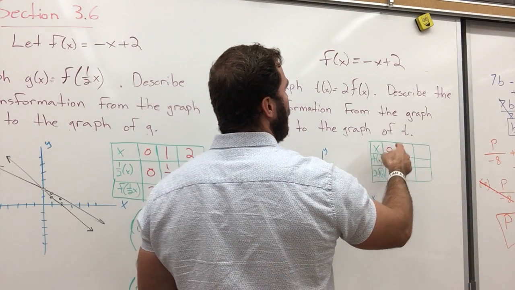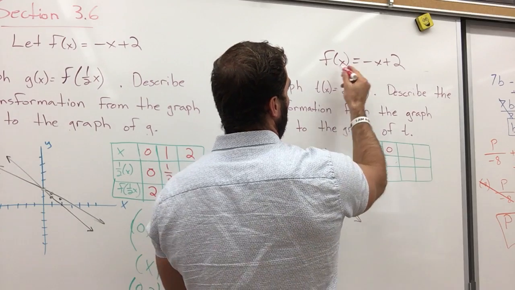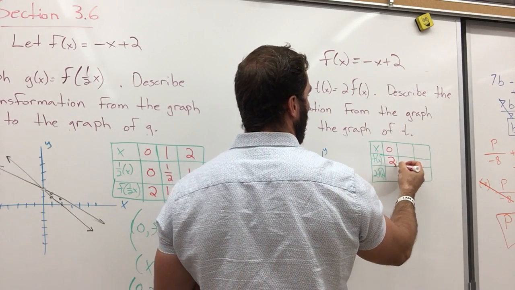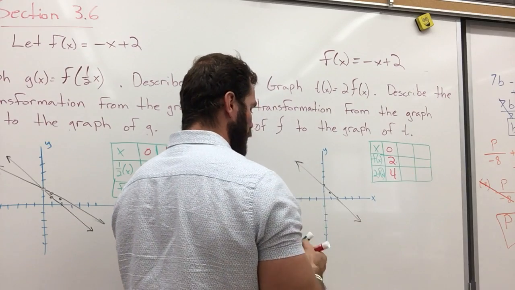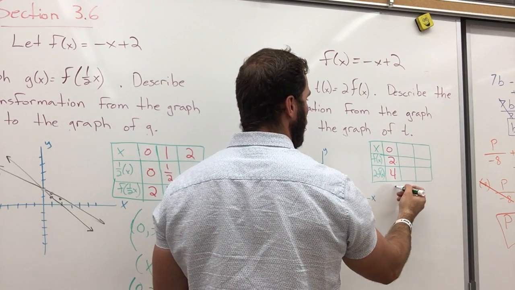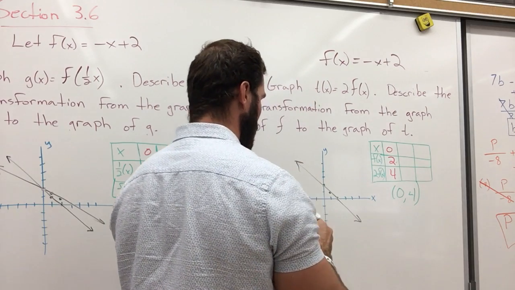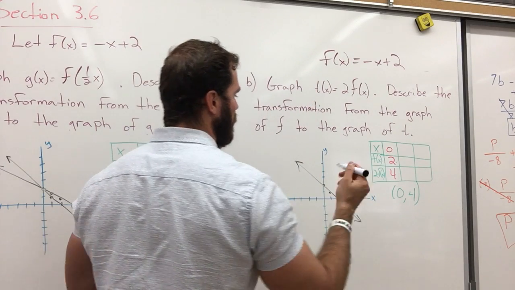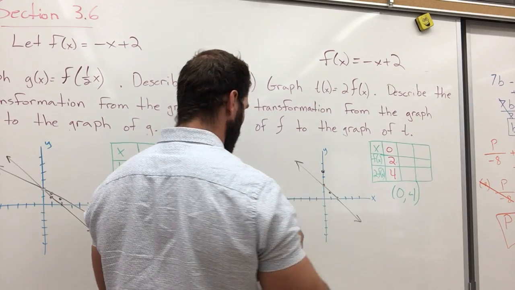If x is 0, plug in 0, you get 0 plus 2, so what is f of x? F of x comes out to be 2. Well, what's twice that? 4. So our first coordinate, 0 comma 4. Here's our first point.